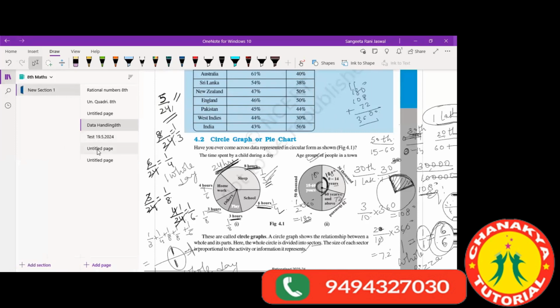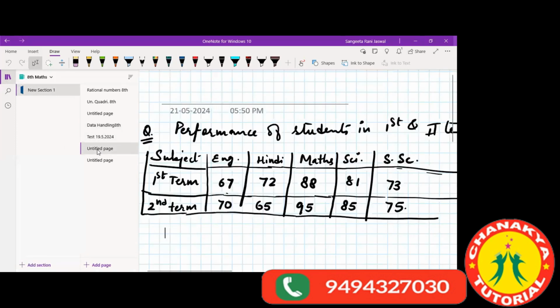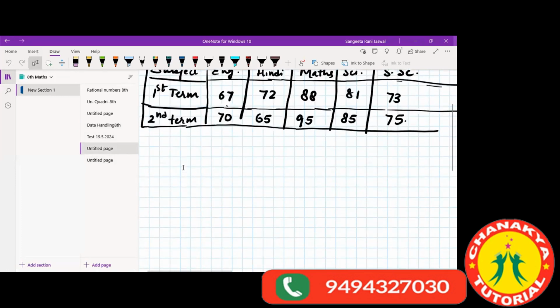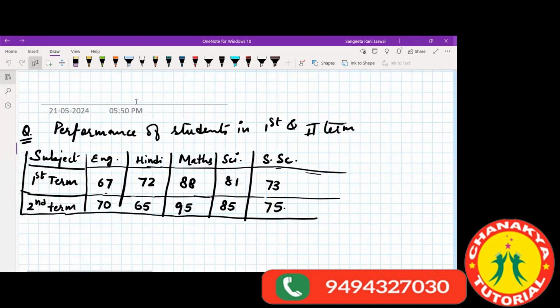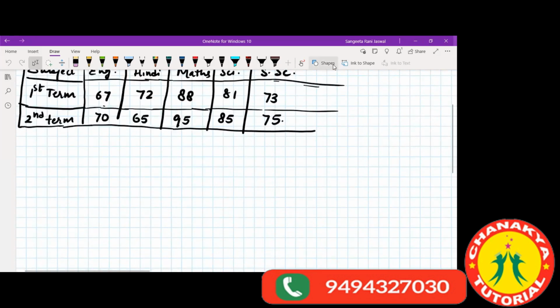Let's open some page first. Okay. I'm showing you that in a tabular form. Tabular form is a table form. How do we make the data of the circle graph?